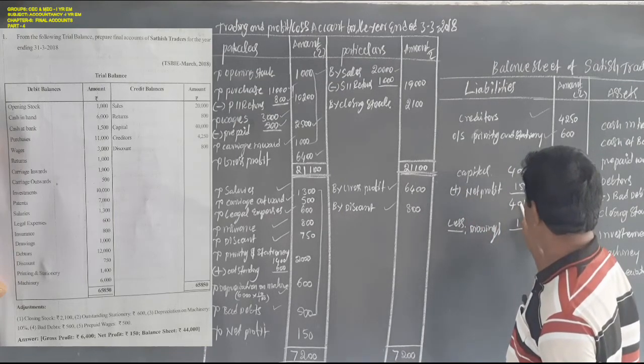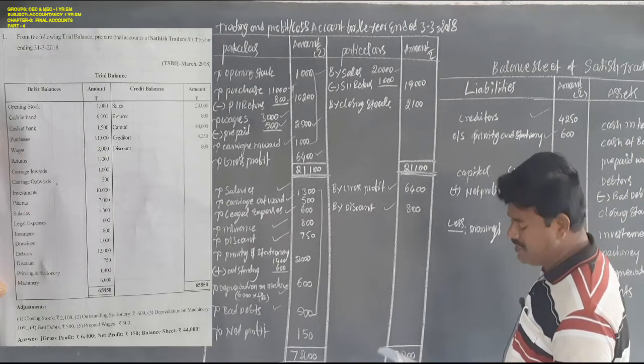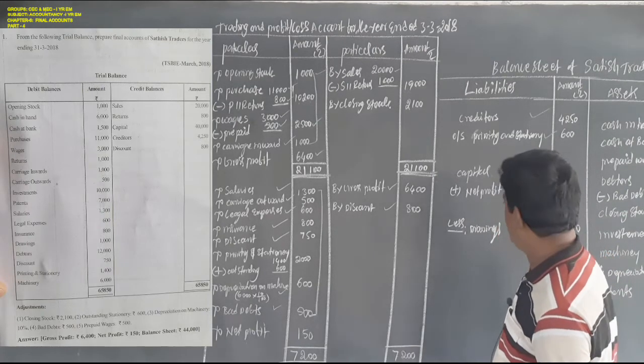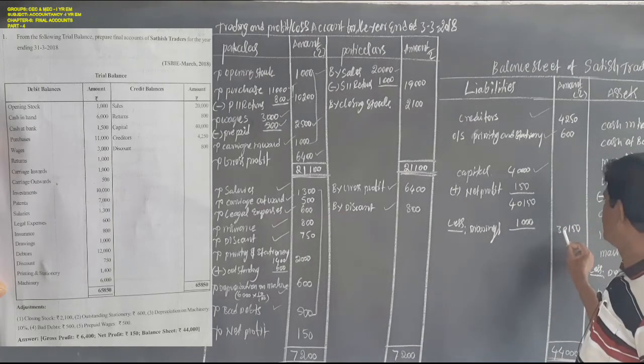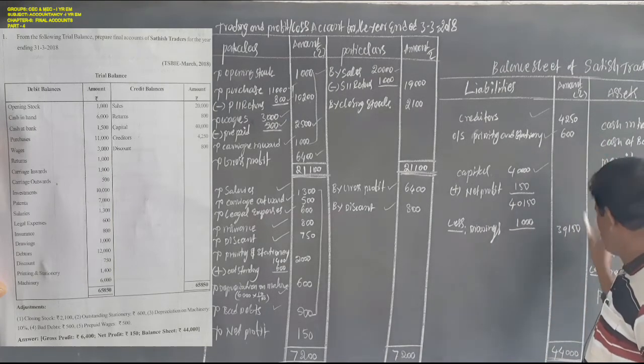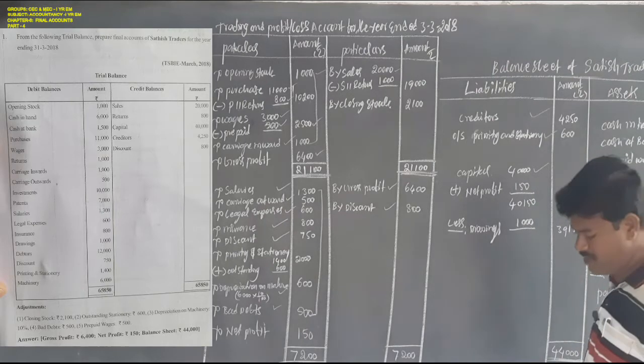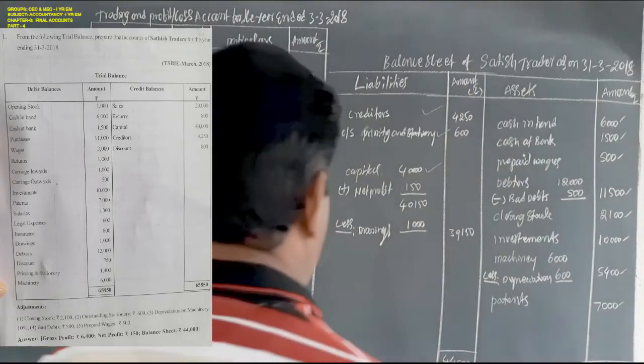150 rupees, 40,150 rupees. Drawings is given in the problem on the debit side. The drawings of 1,000 rupees must be deducted. We get 39,150 rupees. Total amount is 44,000 rupees. Come to the balance sheet.